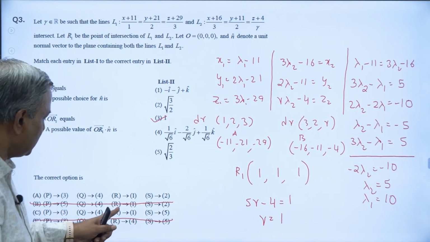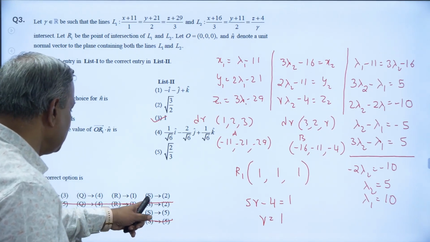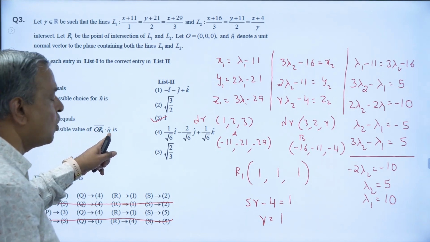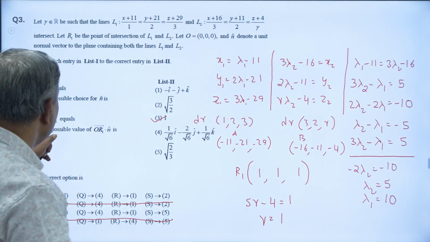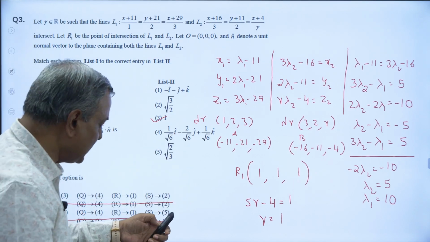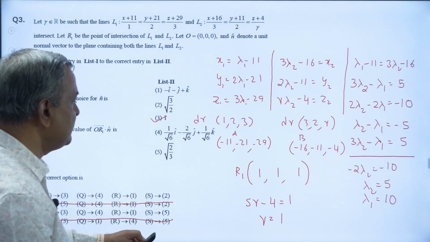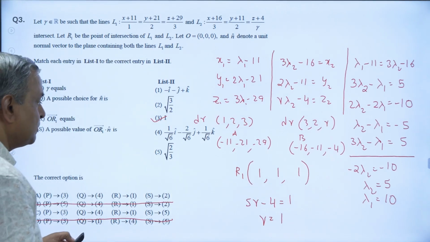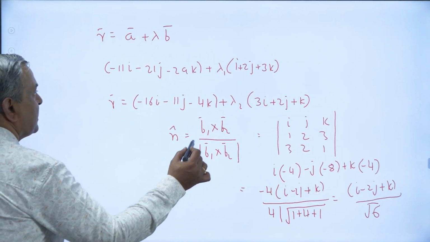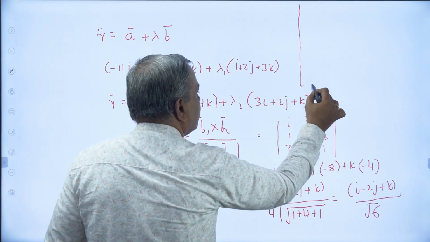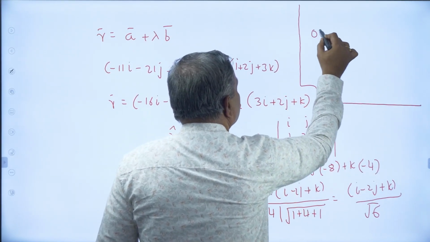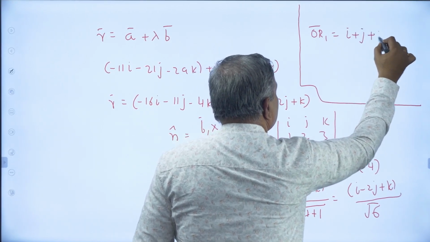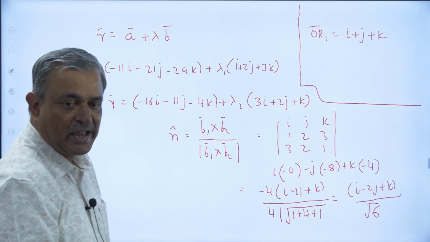Now two options are left. R is equal to 1 is also the same. S is equal to 2 or 5. S is the possible value of OR1 dot n. You don't have to write OR1 like that; the OR1 vector you have to find out. What is the OR1 vector? O is the origin and R1 is the point. So I am writing here, the OR1 vector will be i plus j plus k.